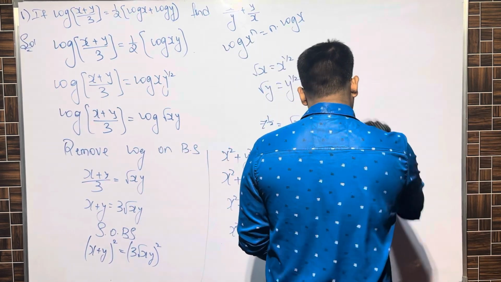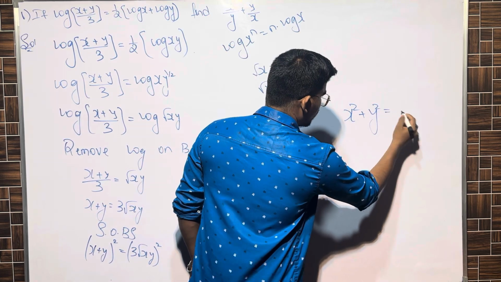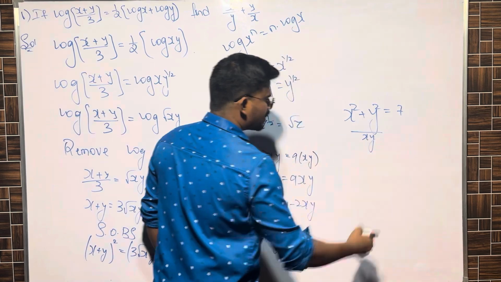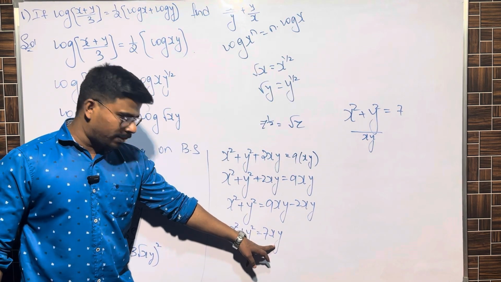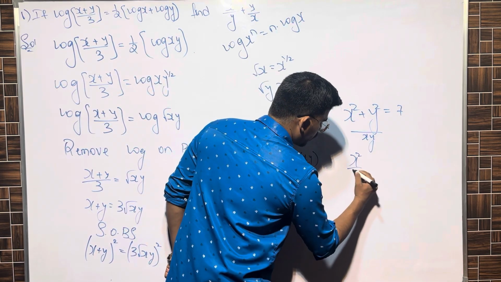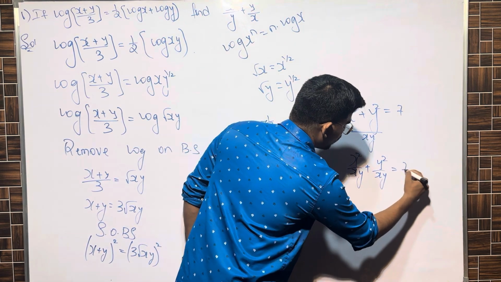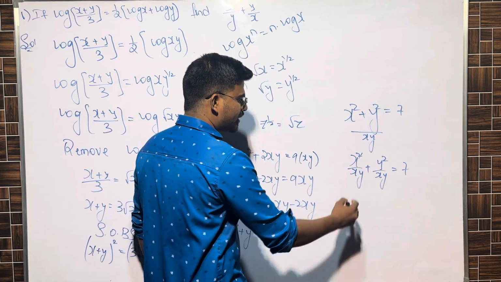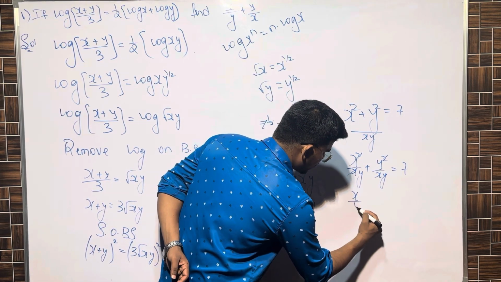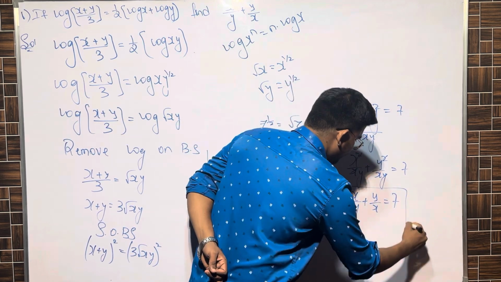It is x square plus y square is equal to 7xy. x square plus y square is equal to 7, and I'll take that xy in the denominator. xy is in multiplication; if I send it this side, it will become division. So it is x square by xy plus y square by xy is equal to 7. From x square, one x, this x will get cancelled, and y square and one y will get cancelled. It is x by y plus y by x is equal to 7.